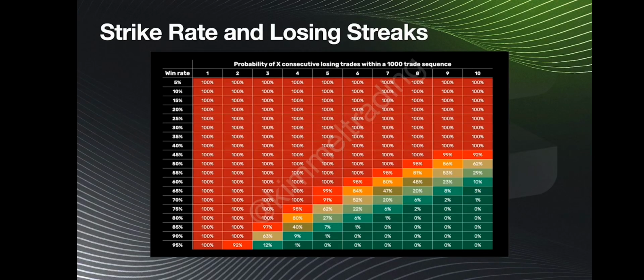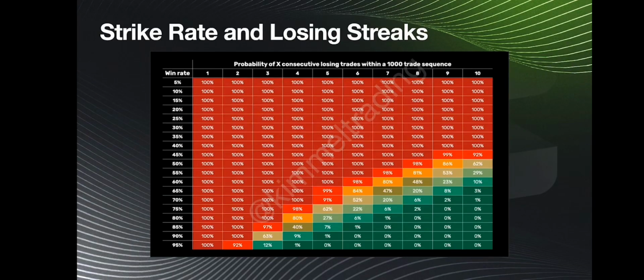Now, even though you might have the biggest strike rate, let's look at what trading an edge really looks like. This is strike rate and losses in trading, which means the probability of consecutive losing trades within a 1,000 trade sequence. This basically means that even if you have a 60% strike rate, if you look at the 60% line, you can see that there is an 80% probability of you taking 7 losses in a row. There is a 98% probability of you taking 6 losses in a row and 100% probability of you taking 5 losses in a row. And why is this overall topic important?